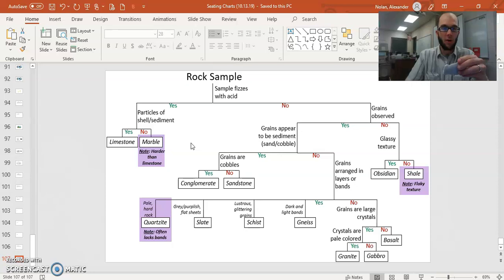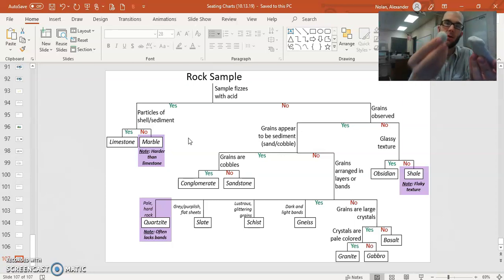And I put a little note here. Marble is harder than limestone. So if you're looking at two different samples and you're wondering, well, how do I tell these apart? Both of these fizz when I put acid on them. Well, this one's a lot harder. So this is probably marble. And if you look really closely at this one, it's actually got tiny little particles in it.